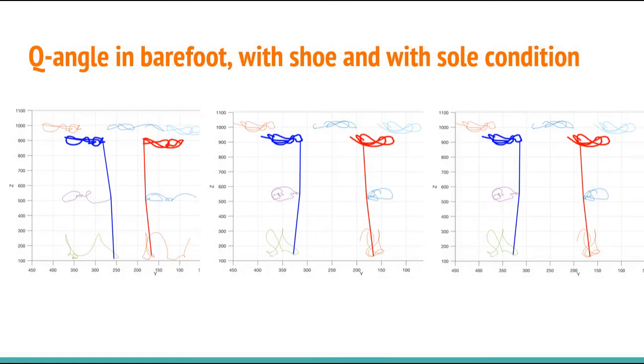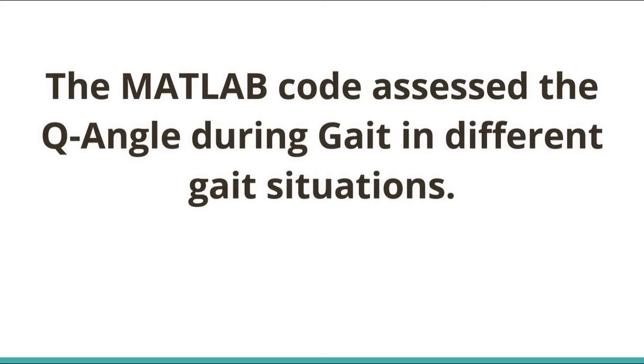Here is the graph of the three conditions. We present the y and the z axis, and the blue line represents the left leg and the red line represents the right leg. If we look at the first figure, second figure, and the third figure, we see the Q angle in barefoot is different than the Q angle in shoe condition and in sole condition. So from the result, we see that the MATLAB code that we used to assess Q angle was successful in distinguishing the Q angle during gait in different gait situations.